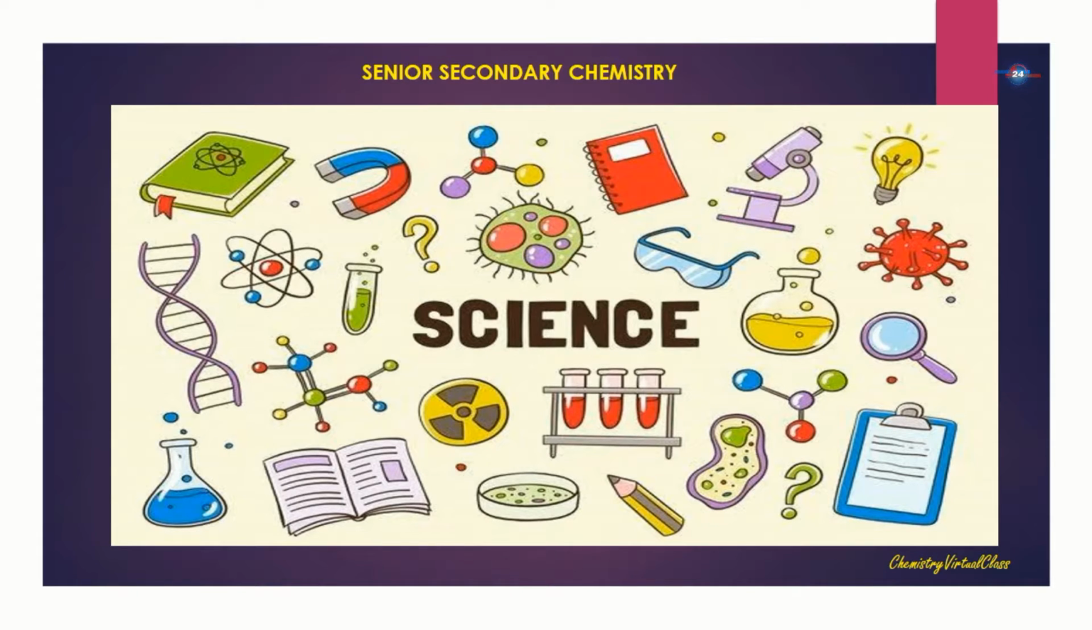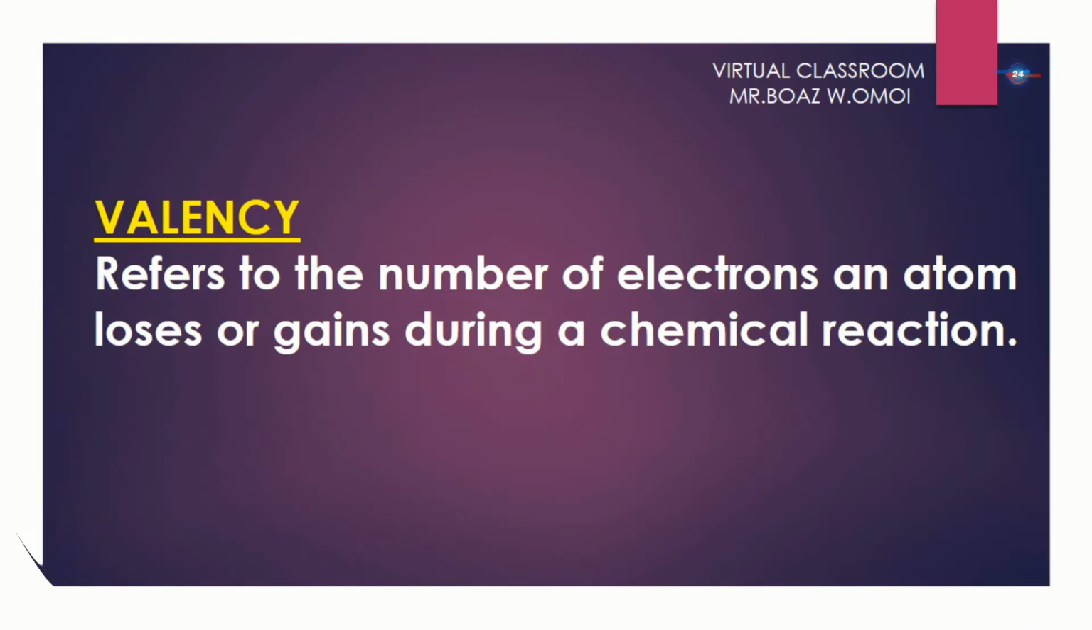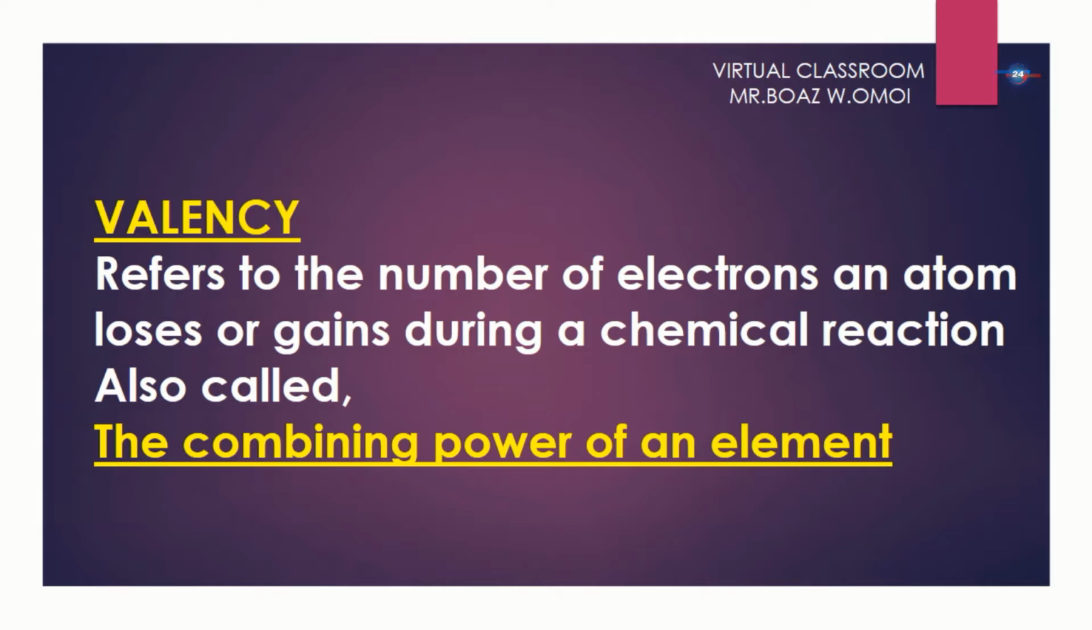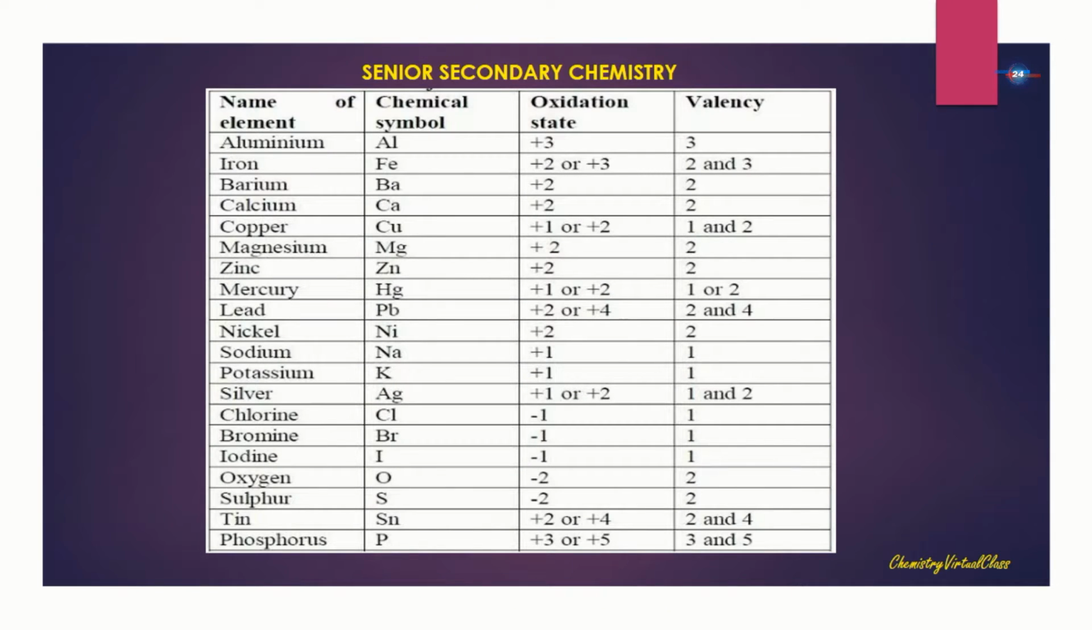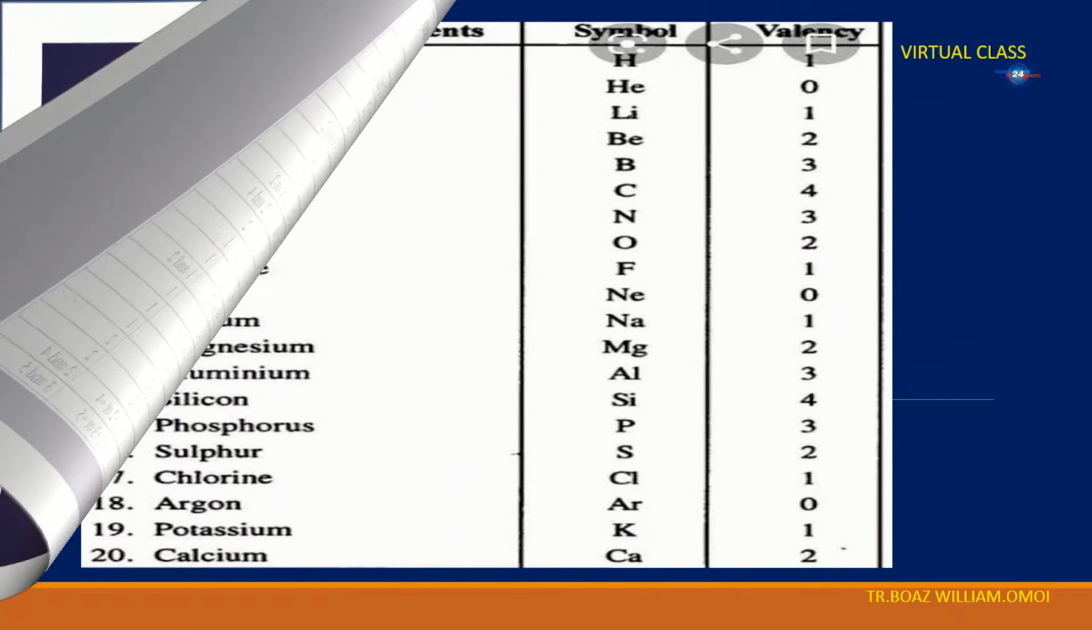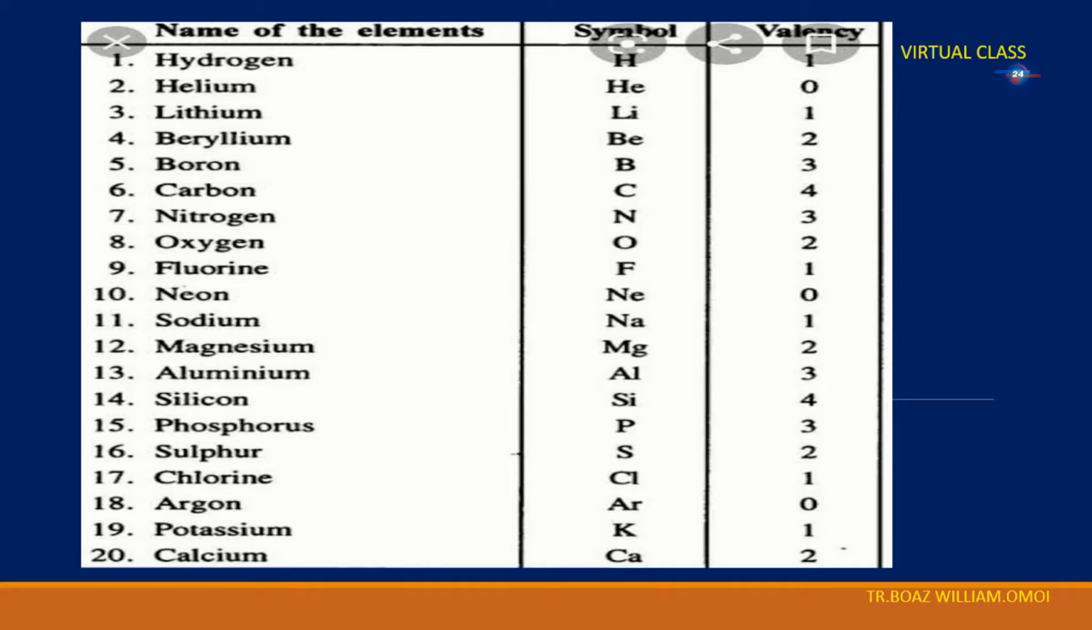Before that, I want you to remember what we discussed in our last lesson, valency. We said that valency is the number of electrons an atom loses or gains during a chemical reaction, and this is the combining power of an element. Now you are going to use the combining power of an element, in other words the valency, to write chemical formulas. You cannot write a correct chemical formula without knowing the valency of the ion or the radical that you're going to use.